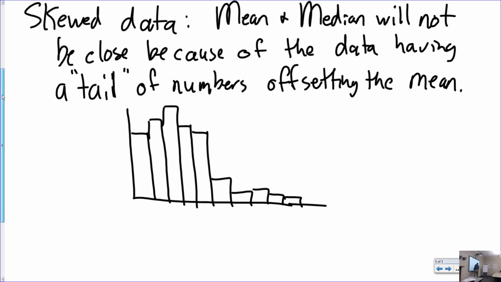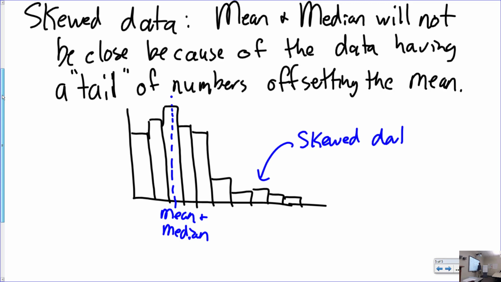Normally, you would say in this data set that the mean and the median should pretty much be right here. That's where you would want it to be, because most of the data is bunched right around that central hump of information. The problem is when you have a skewed tail, right? The median will stay basically in the middle, but the mean will get offset, and it will be skewed to the right.